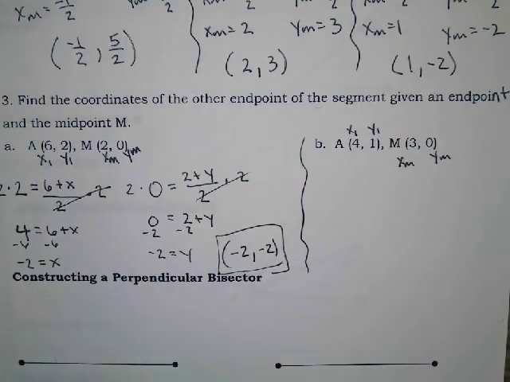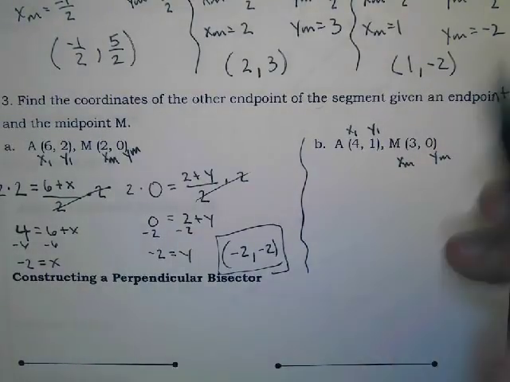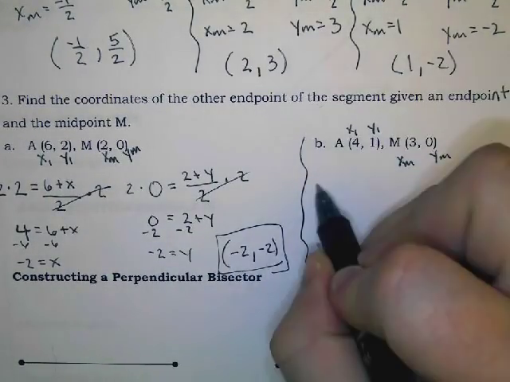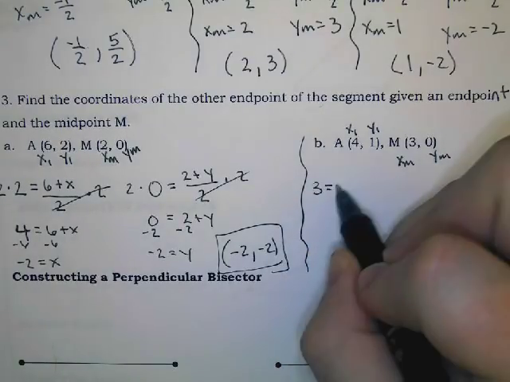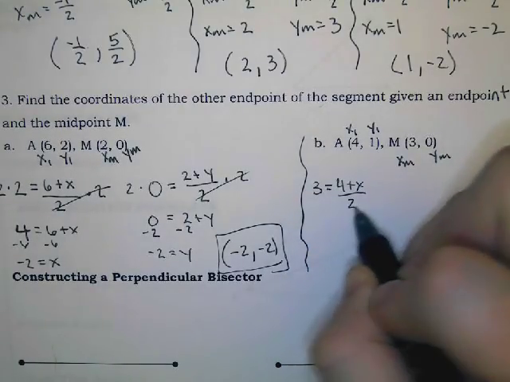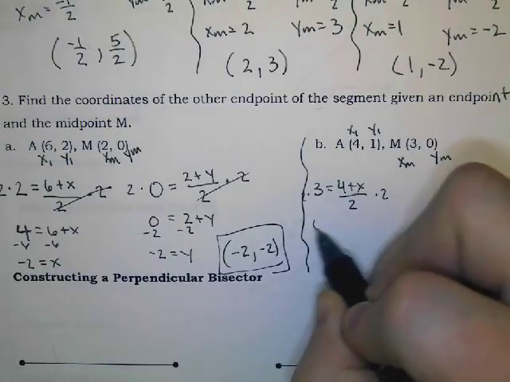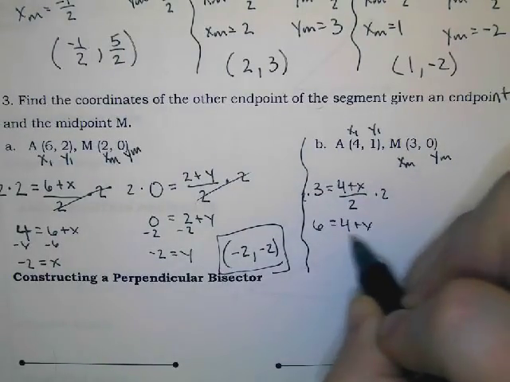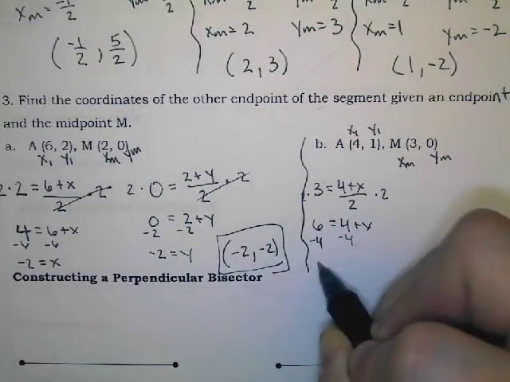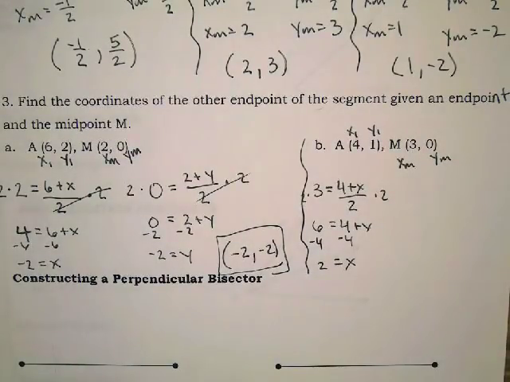Okay, so hopefully you tried this on your own. I'm going to go kind of quickly on this. So I'm going to plug in. So I have 3 is equal to 4 plus x divided by 2. Multiply both sides by 2. 6 is equal to 4 plus x. Subtract 4 and we get 2 is equal to x. So we found our x.